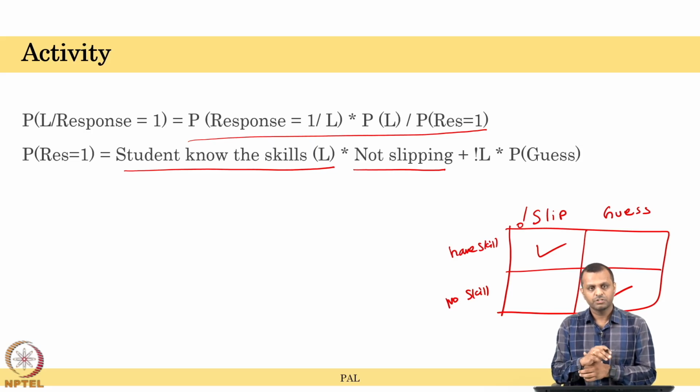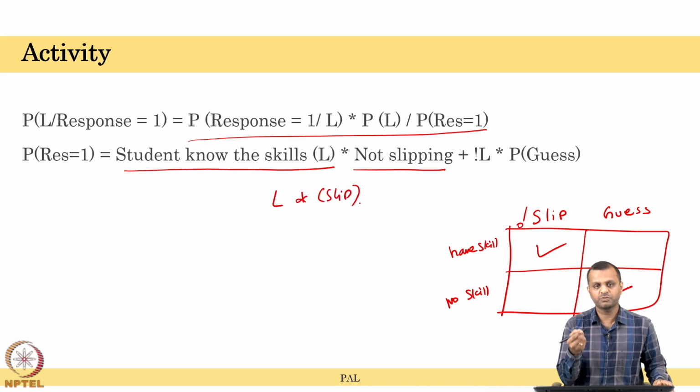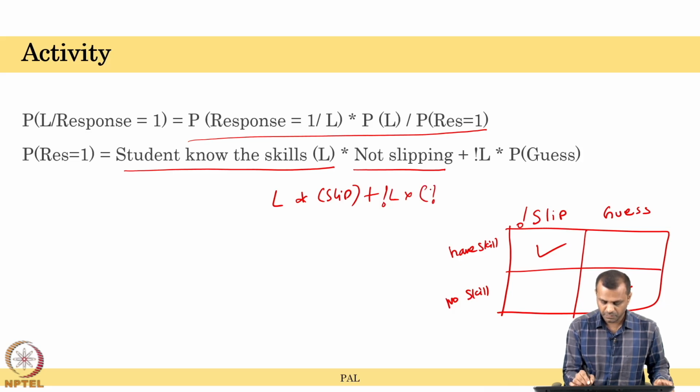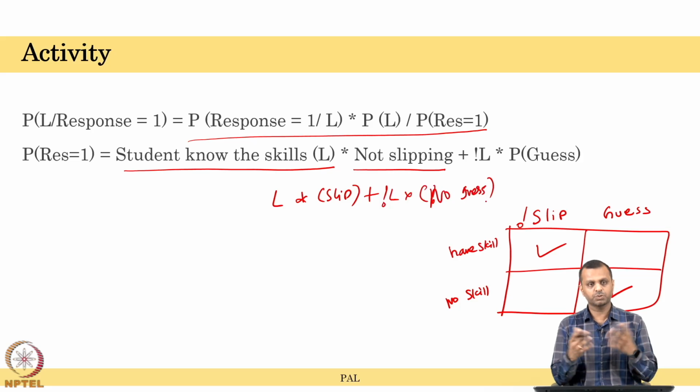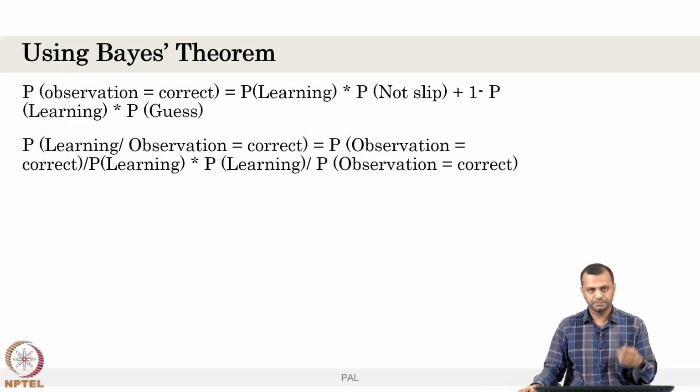Is it clear? The student knows the skill but slips. In that case the student will get a response equal to 0, or the student has no skill and no guess. Clear? These are the two possibilities that you should consider for response 1. Now, how do I include these values in updating the learner's knowledge?